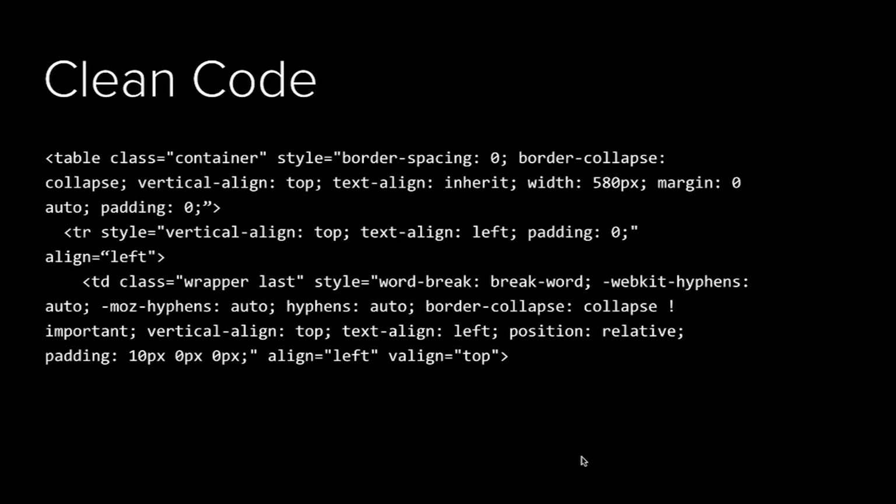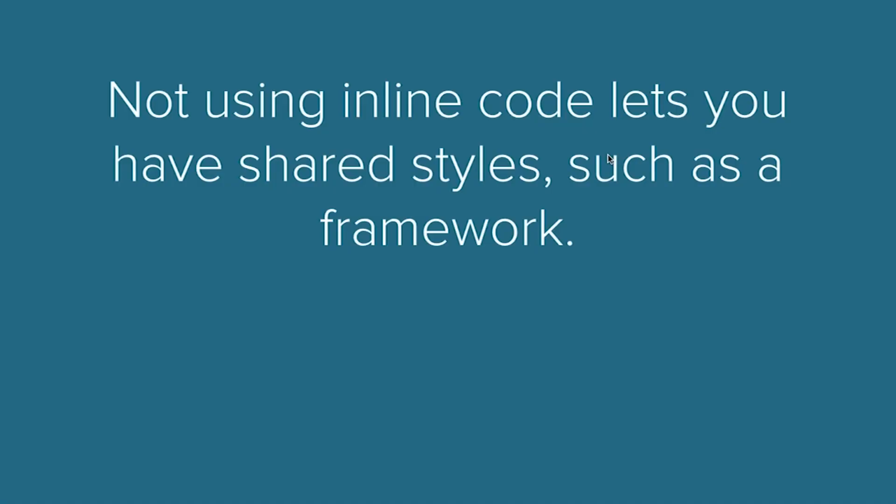If you're not using inline styles, it also lets you have shared styles, such as a framework. So say, for example, you're using Ink, and you write your email based on Ink and the styles that it has with it, and then later you want to upgrade Ink. If you've inlined the styles like this, there's no way you can upgrade that, because if, for example, we found that border collapse is not the property that we wanted, something else, you have to update it across maybe hundreds of elements on the page. It's just not going to happen.